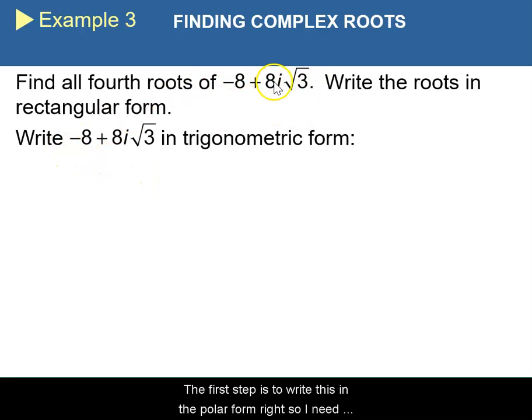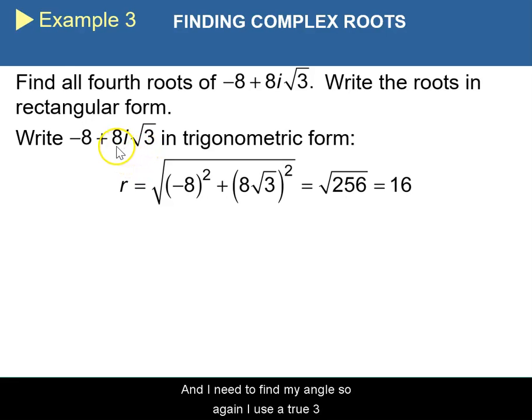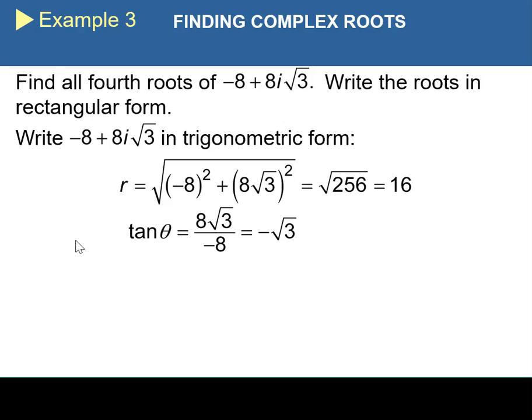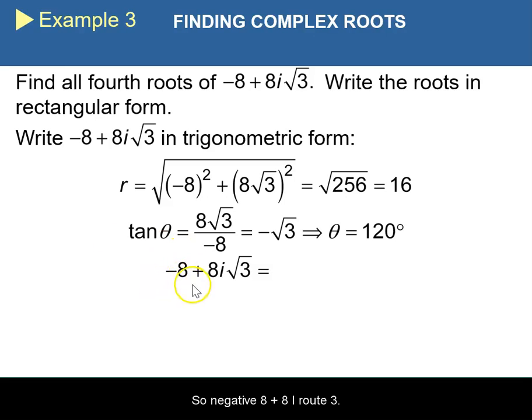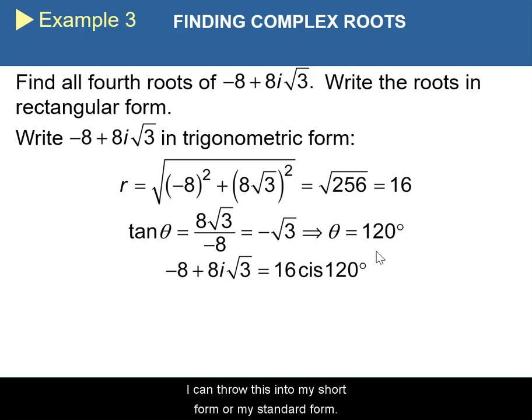So again, the first step is to write this in polar form. I need to find my radius, which is root 256, which is 16. And I need to find my angle. So again, I use 8 root 3 over negative 8. Those 8's cancel, so I find theta by using tan inverse of root 3, which is 120 degrees. So negative 8 plus 8i root 3 has a radius of 16, and a cosine and sine measure of 120. So I can throw this into the short form, or standard form, for the polar form.